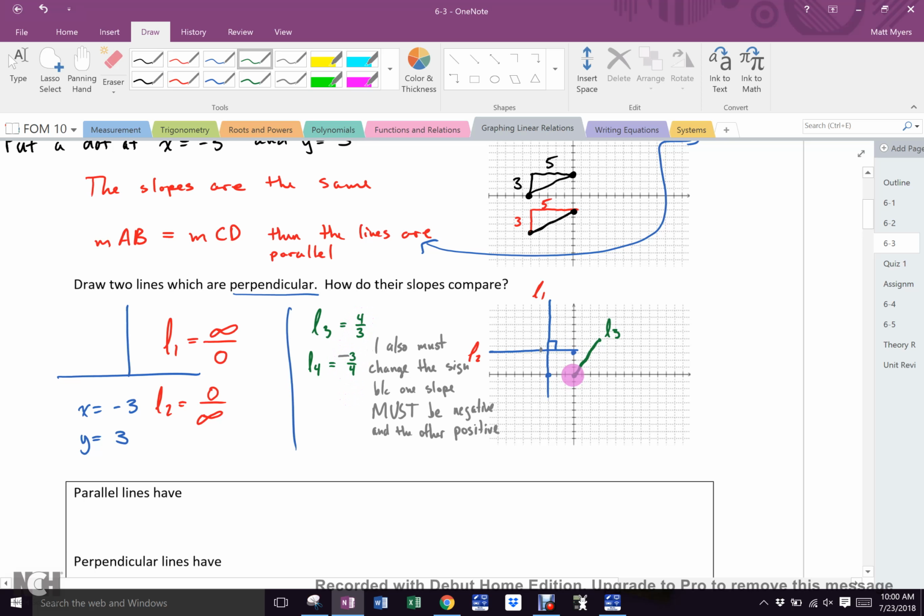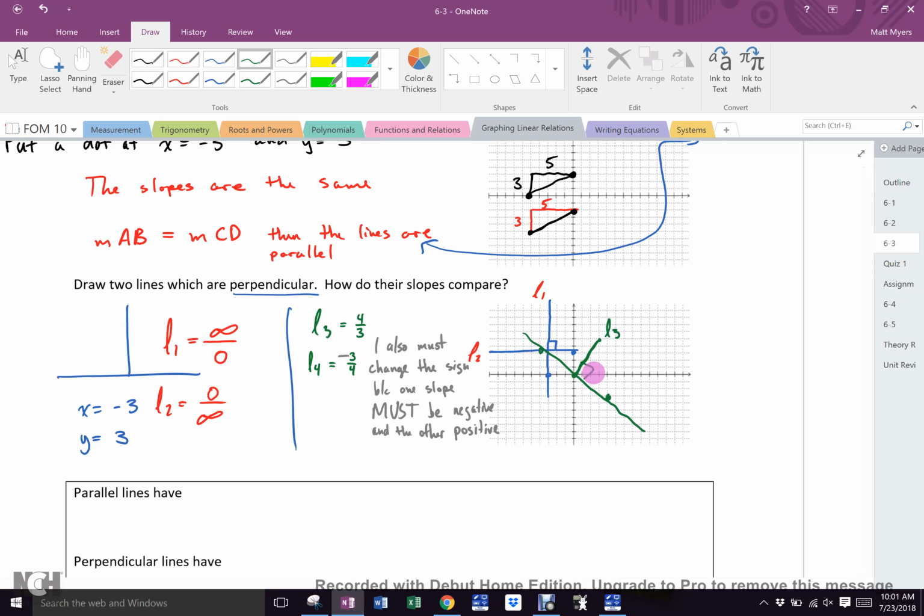So my rise is negative 3. So I could go down 1, 2, 3, and my run is positive 4: 1, 2, 3, 4. Or I could go up 1, 2, 3, and have a run of negative 4. And it would make that gray line, that should have been gray, not green. And that is now 90 degrees. Okay?